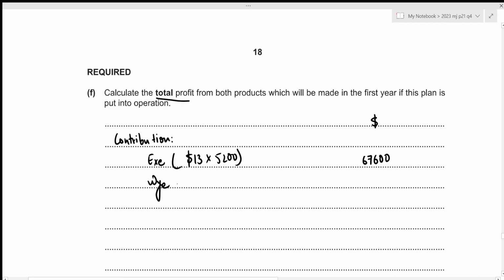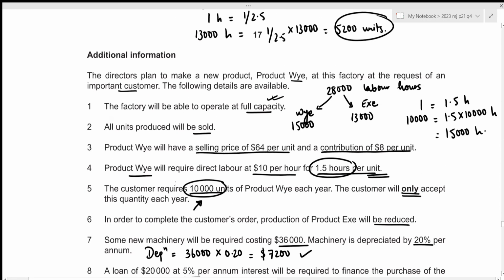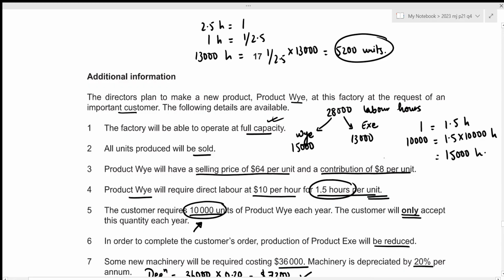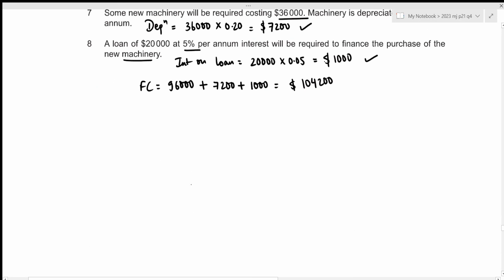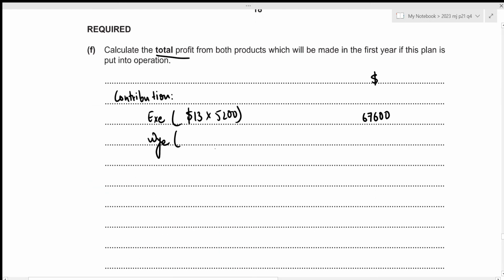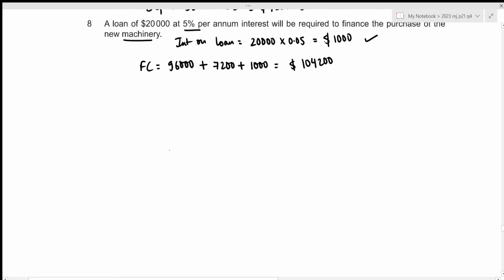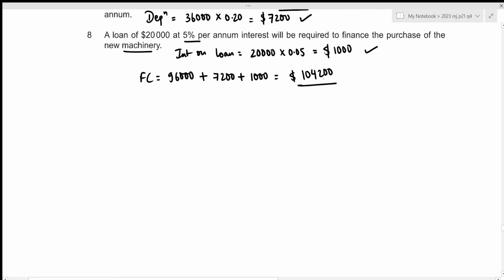Now we repeat the same process for Y. We're given the contribution of 8 per unit for Y, and the total units is going to be 10,000. So we just need to multiply these two together. That will be 8 multiplied by 10,000, which results in 80,000. Now, the next step would be to subtract the fixed costs. And we've also figured out the total fixed cost to be 104,200.